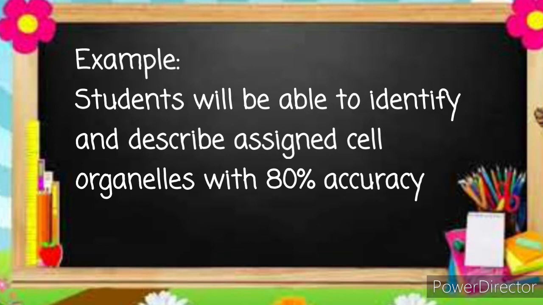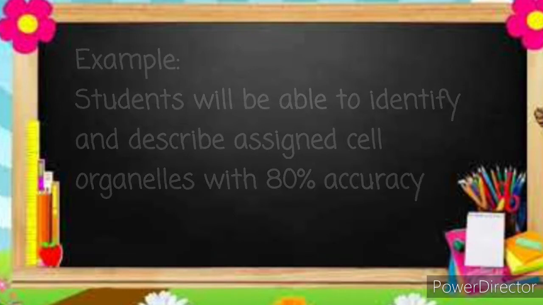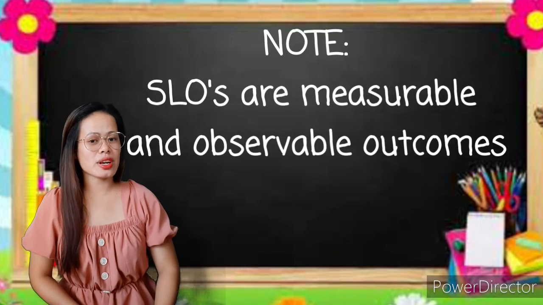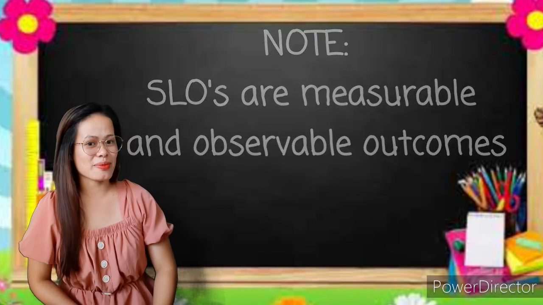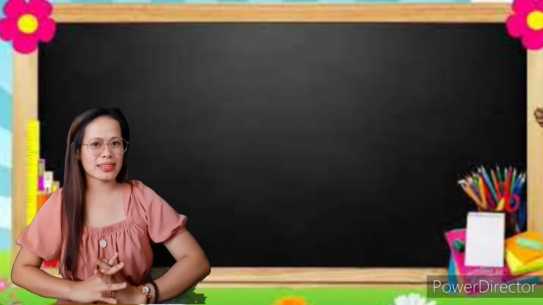This example would be considered a student learning outcome because it specifically describes what a student needs to be able to do, including the level of accuracy they are expected to attain. Take note that SLOs are measurable and observable outcomes. So now, let us go back to our main topic.